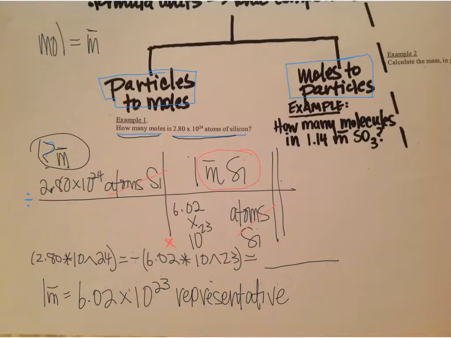Okay, so hopefully you have done your calculation and you have come up with the number 4.65 moles of silicon. Now, I want to point out one thing here. When we were given our problem, we were given 2.80 times 10 to the 24. 2.80 is 3 significant figures. And so when we are answering our question, we need to answer in 3 significant figures. And that's why it is 4.65 moles of Si.